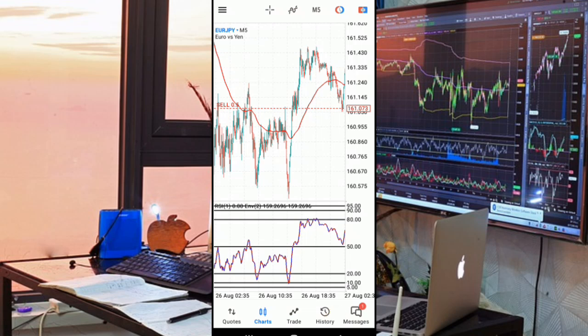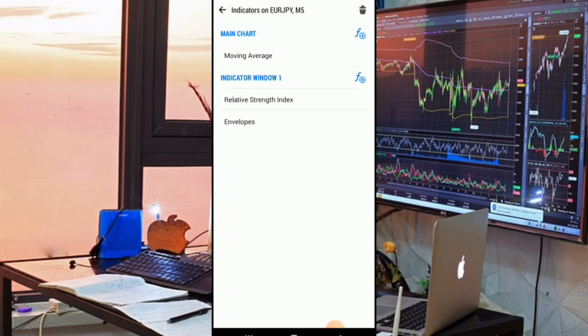So once again, today we're going to be using these two amazing indicators. You just go up there and click, and we've got the moving average, and then we've got RSI, and we've got envelopes, and I'll be giving you the settings for these indicators before the end of the video, so you stay along.